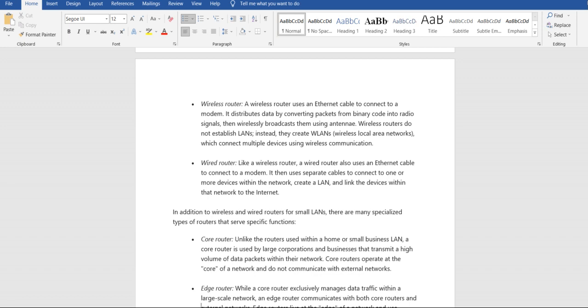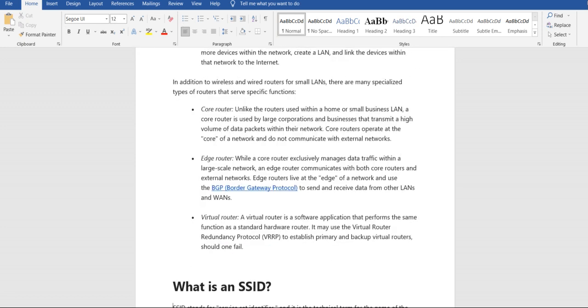Wired routers, like a wireless router, a wired router also uses an Ethernet cable to connect to a modem. It then uses separate cables to connect to one or more devices within the network, creating a LAN and linking the devices within that network with the internet.